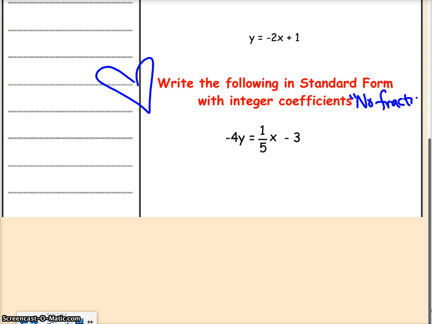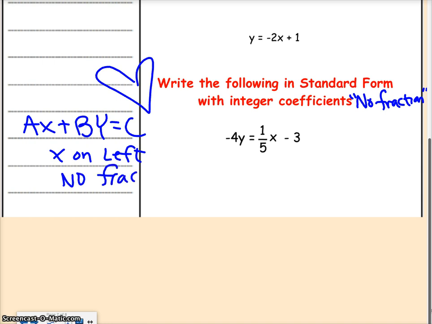Remember, standard form should look like ax plus by equals c. X on the left, okay, no fractions, and you should be positive. Those are the properties. X on the left, no fractions, make sure you're positive.